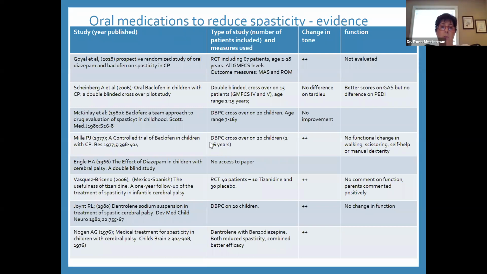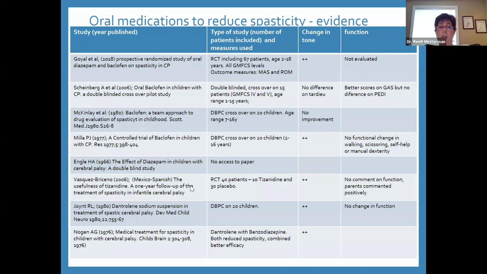We also don't see as much as we do these days indications of the functional gains. The majority of those papers focus on the change in tone, often using the Ashworth scale, some the Tardieu scale, and throughout the papers they are able to identify that the medication is indeed reducing tone. That is true for baclofen, and it's true for the benzodiazepines and tizanidine.